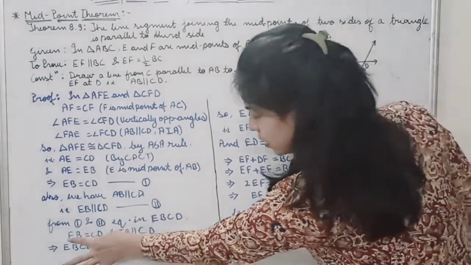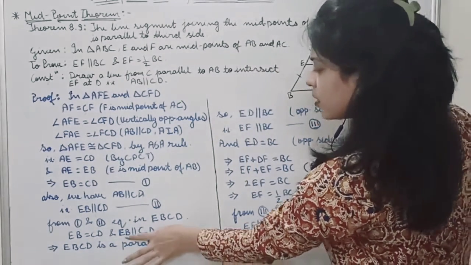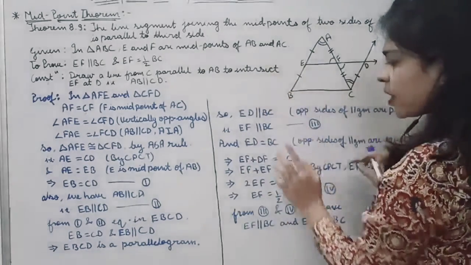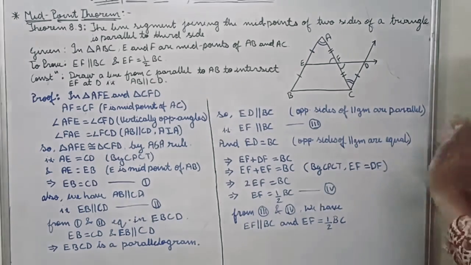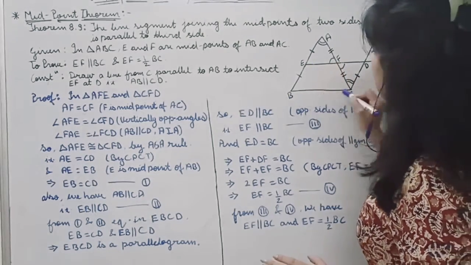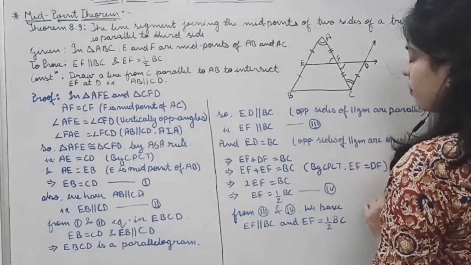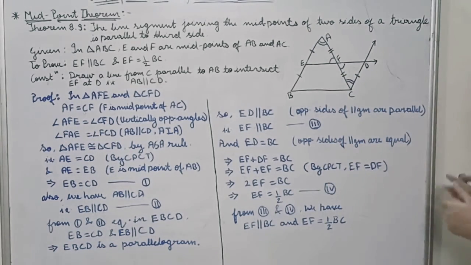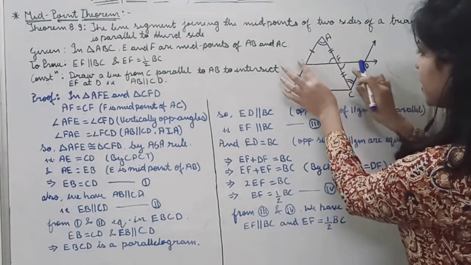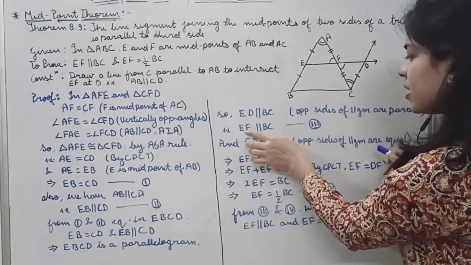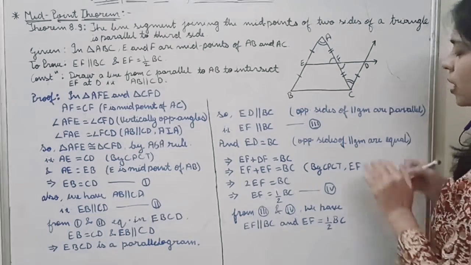In EBCD, EB is equal to CD and the same pair EB is parallel to CD, meaning one pair of opposite sides. These are the opposite sides. One pair of opposite sides we got parallel and equal, then EBCD is a parallelogram. Now if EBCD is a parallelogram, its opposite sides are parallel and equal. F is part of ED. We can clearly see that EF is part of ED. So EF also will be parallel to BC. Name this as equation number 3.